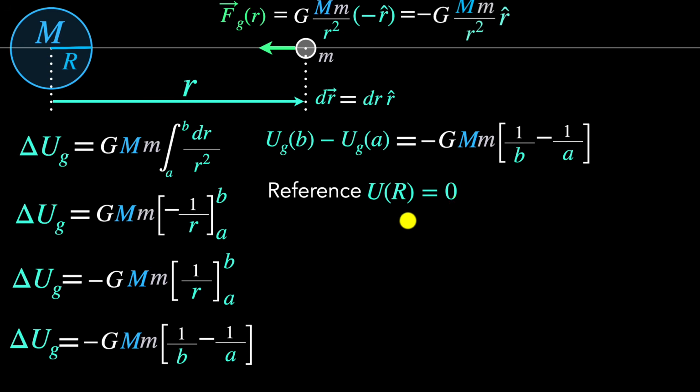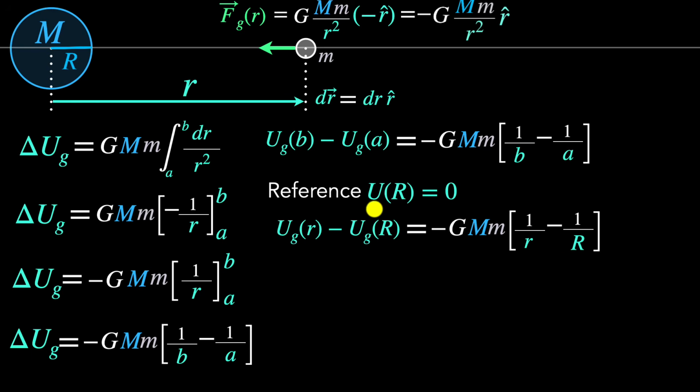So now what I can do with this reference is say, okay, now that we have this reference, let's put B as small r, what we want, and let's choose A as capital R, which is our reference. And if you plug that in, you'll get U of small r minus U of capital R, and that equals, this will become small r and this will become capital R. And since this is 0, we get U of r. This is how you find an expression for potential energy at a specific location.